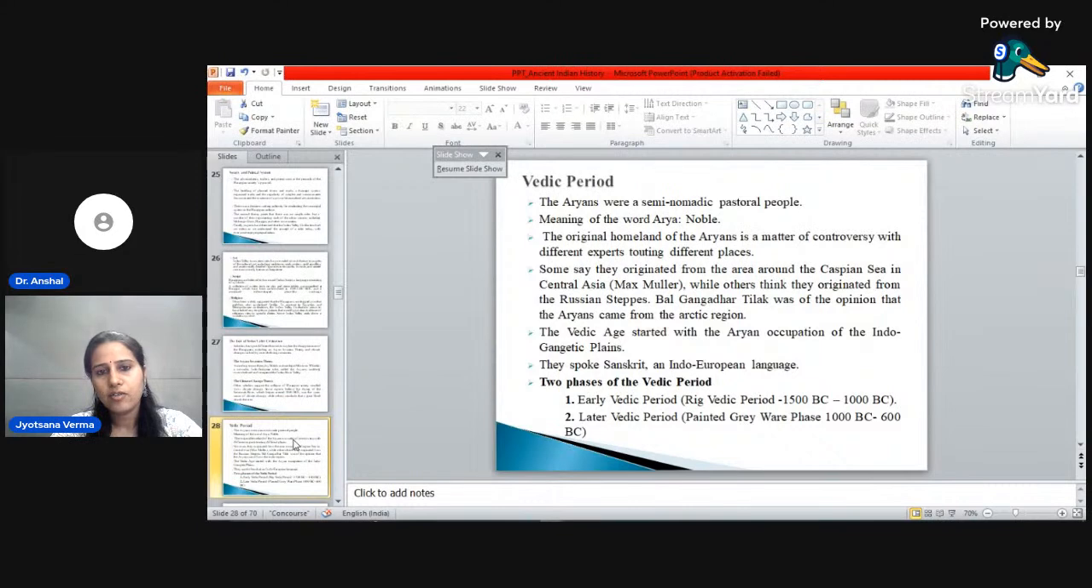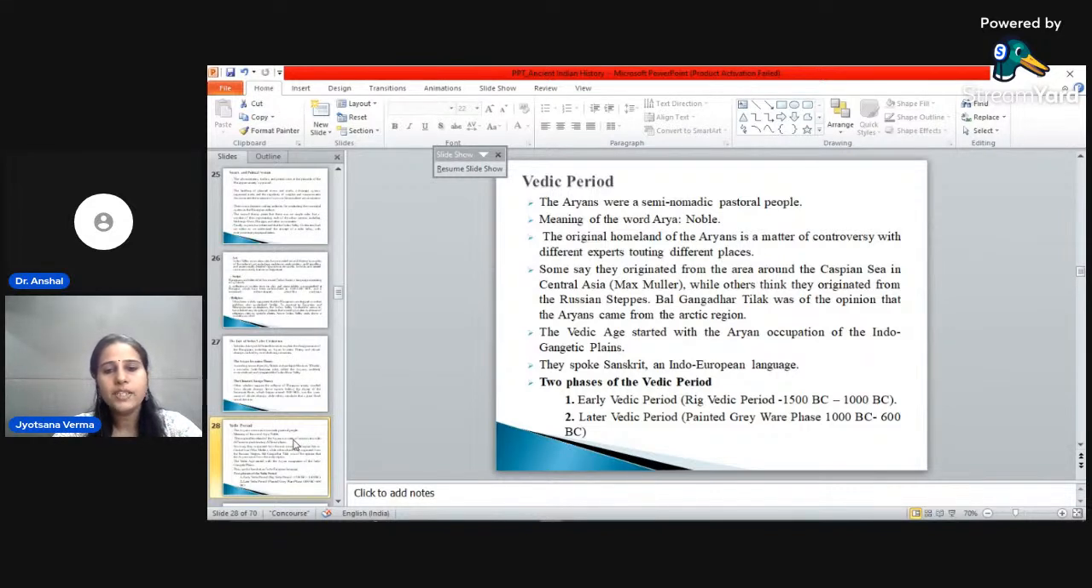The meaning of Arya is noble, and the original homeland of the Aryans is also a matter of controversy, with different experts placing it in different places. Some say that the Aryans came from the Caspian Sea, and some say that the Aryans came from Central Asia, in which Max Müller was important, and Bal Gangadhar Tilak said that the Aryans came from the Arctic region. So the Aryan invasion of India is also a debatable issue in ancient Indian history among many scholars. Basically, the Aryans settled in the Indo-Gangetic plain, and they spoke Sanskrit, an Indo-European language.